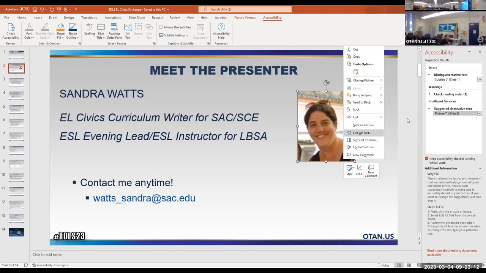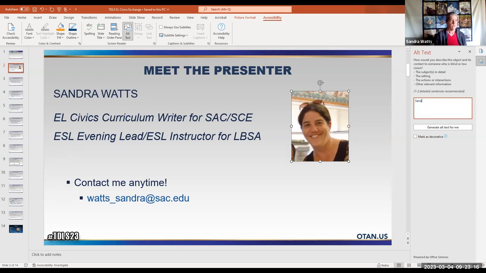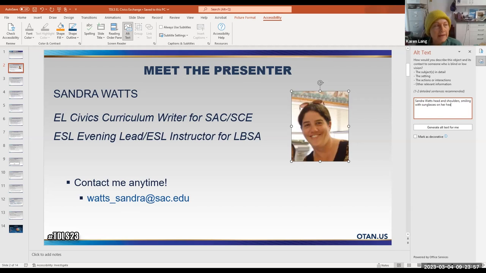And then here we go. I had no idea. It used to be in settings, but now it's part of the task bar. Now when a screen reader gets to this, you don't have to say picture of. The screen reader automatically does that. So it'll say image of Sandra Watts, head and shoulders, smiling. It just comes out with the screen readers. I have seen things where it says picture of dog and you're thinking, I knew that was a picture of a dog.